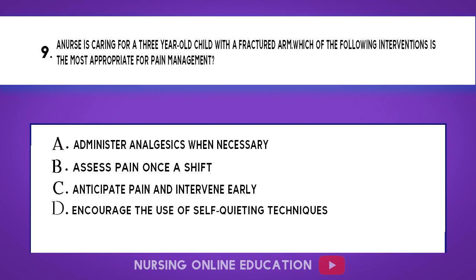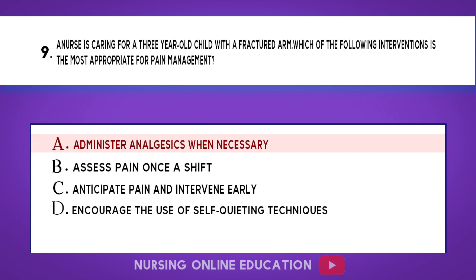Palliative. 9. A nurse is caring for a 3-year-old child with a fractured arm. Which of the following interventions is the most appropriate for pain management? A. Administer analgesics when necessary. B. Assess pain once a shift. C. Anticipate pain and intervene early. D. Encourage the use of self-quieting techniques. The answer is option A.